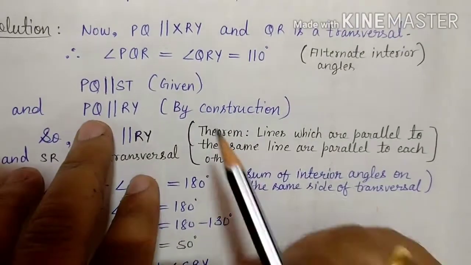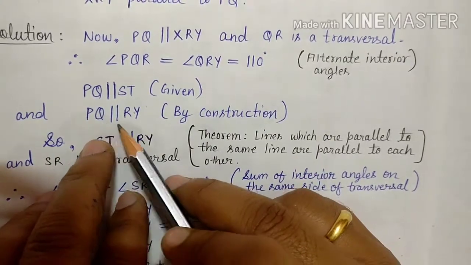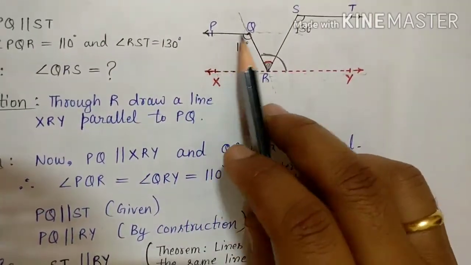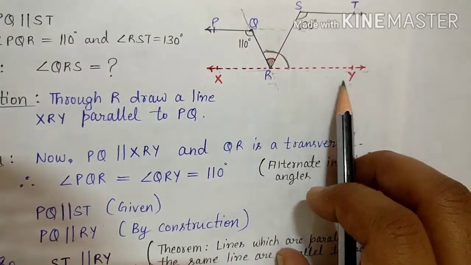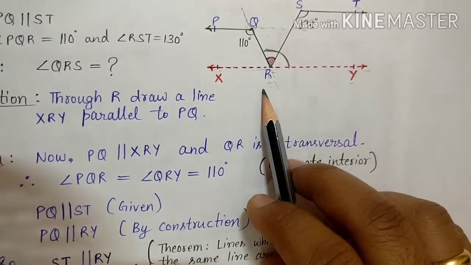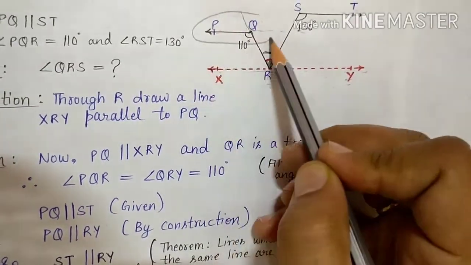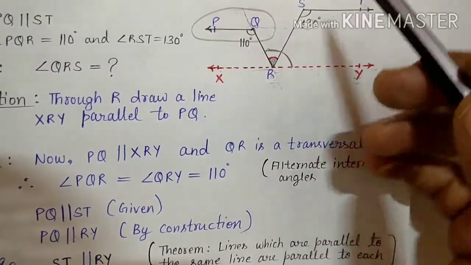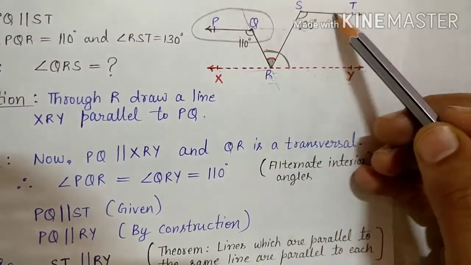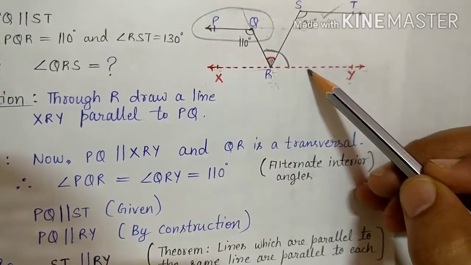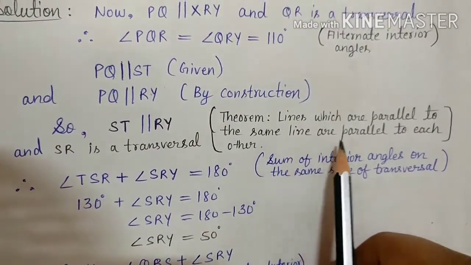Next, PQ is parallel to ST is already given in the question. So PQ will be parallel to RY also, by construction. If PQ is parallel to ST and PQ is parallel to RY also, then PQ is a common line between these two. The theorem says that if two lines are parallel to one common line, then those two lines will be parallel to each other also. So ST is parallel to RY by this theorem. You can read this one.